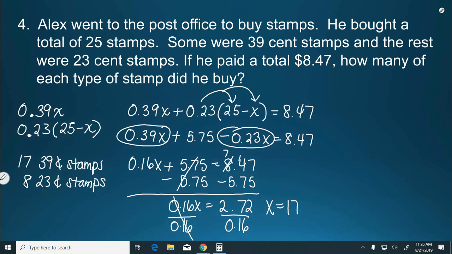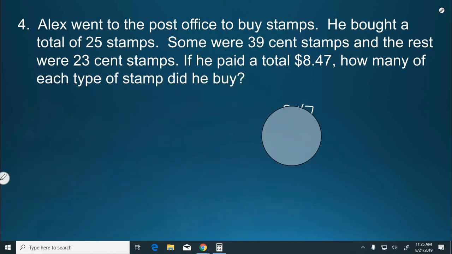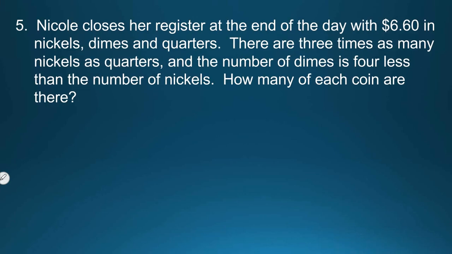All right, let's take a look at one last problem before you're on your own. Okay, number 5. Number 5, we have Nicole closes her register at the end of the day with $6.60 in nickels, dimes, and quarters. There are 3 times as many nickels as quarters, and the number of dimes is 4 less than the number of nickels. How many of each coin are there?